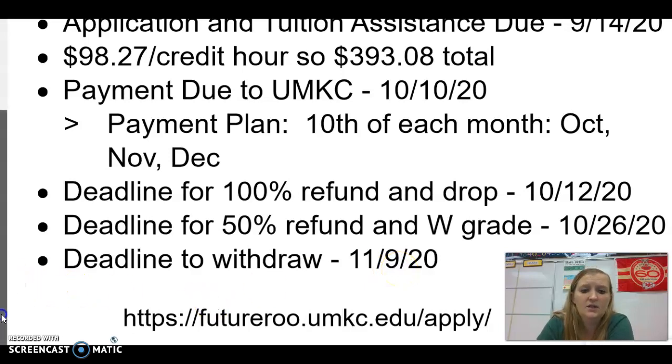Okay, and this is the website where the application is. So pause it and write that down so students can apply there. I do ask that they forward me their confirmation email, so they'll get an email back from UMKC that says, thank you for applying to UMKC. I ask the students to forward that to me, so that's my check that they have completed that on time.